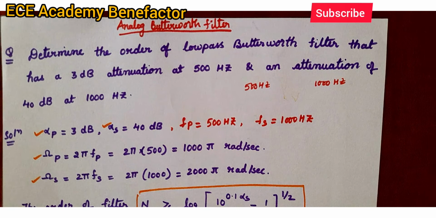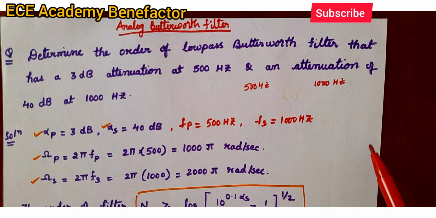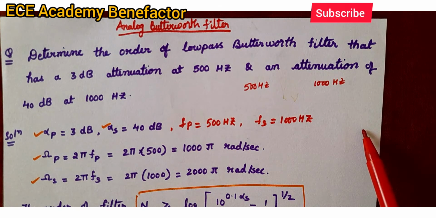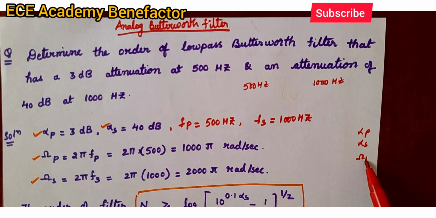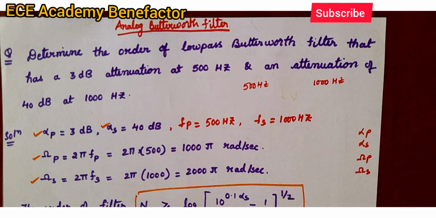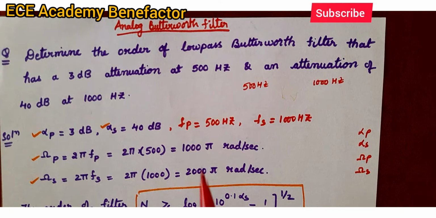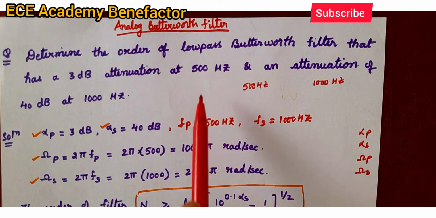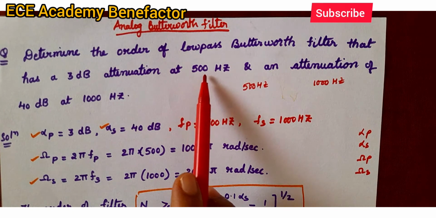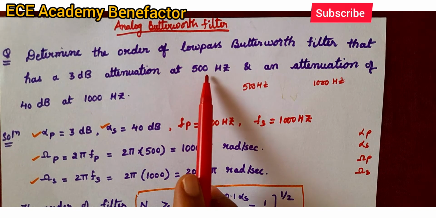From the given question we have to understand that to find the order of the filter we have to know 4 parameters. What are those 4 parameters? We have to know alpha p, alpha s, ohm p and ohm s. P means pass band, S means stop band. So what is the starting frequency? 500 Hz. So definitely it will be Fp.